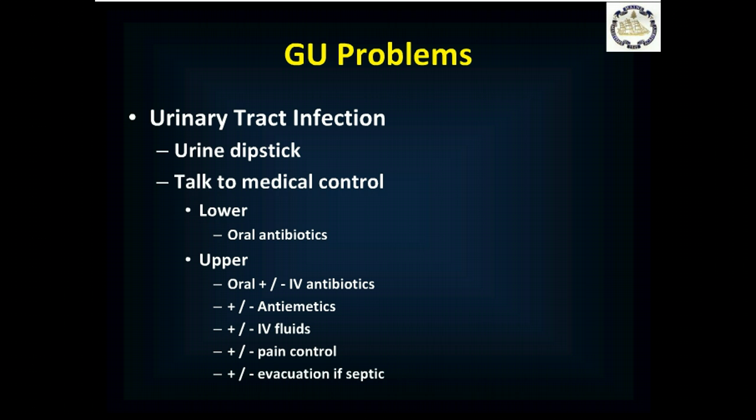So what do you do for a UTI, a urinary tract infection? Well, you start by dipping the urine. And your urine dipstick typically has two indicators on, one called nitrates and the other called leukocyte esterase. And those become positive with infections. So you talk to medical control, and if it's a simple lower infection, no fever, no systemic symptoms, oral antibiotics usually will work. If it's an upper tract infection, oral and maybe IV antibiotics.